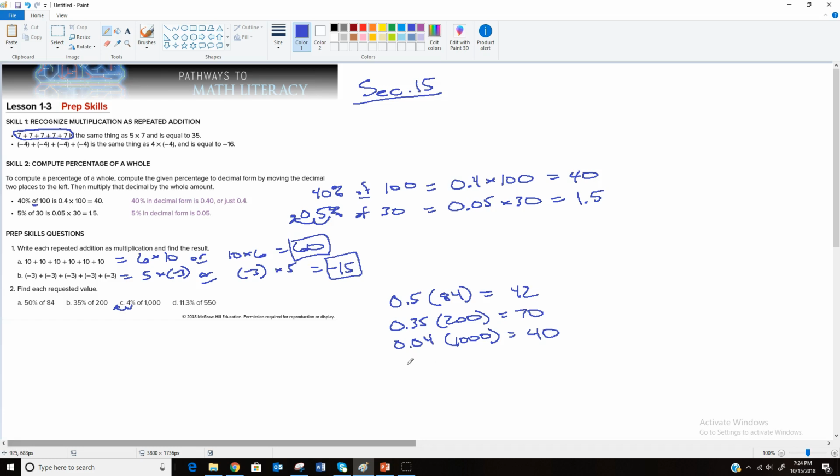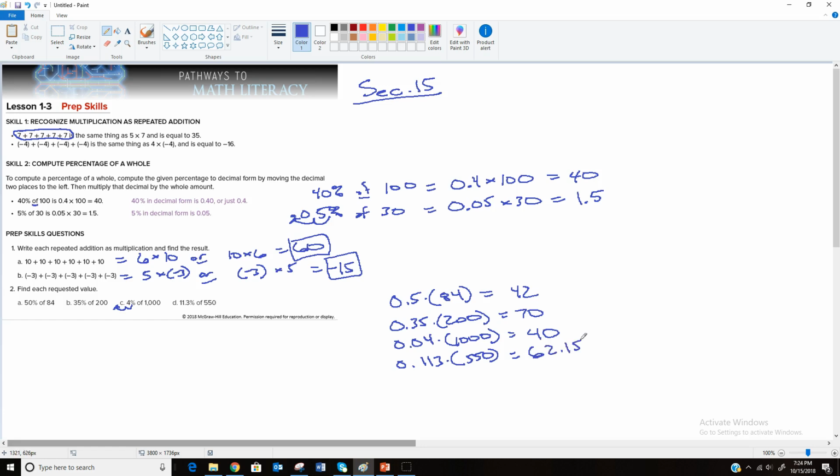And then 11.3% of 550 would be 0.113 times 550. Remember, if there's no operator between a number and a parentheses, it means there's a multiplication there. So 0.113 times 550, I didn't have this one worked out, sorry, would be 62.15.